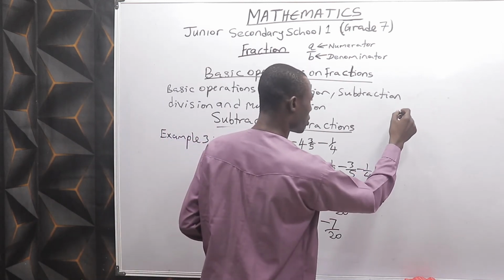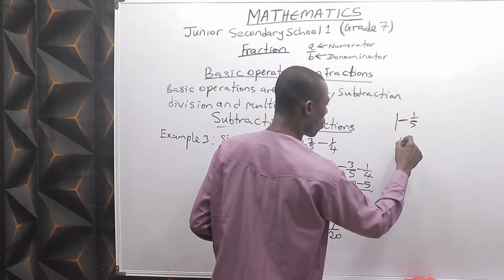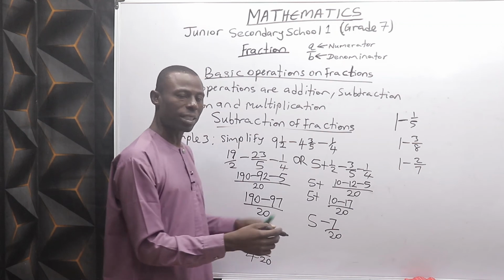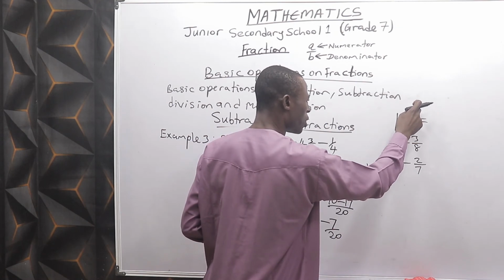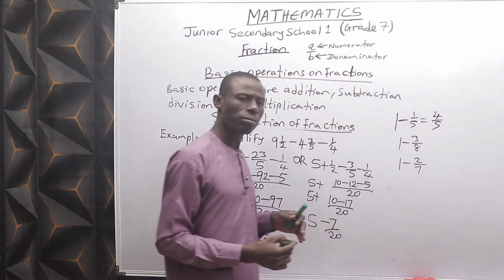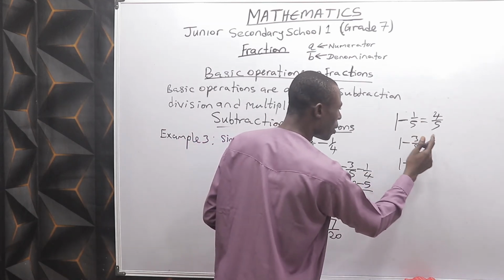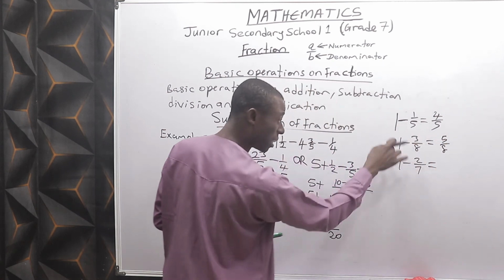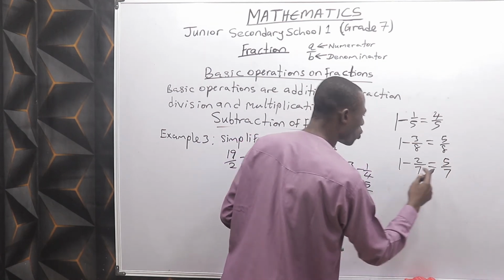Now, I want you to know something. Anytime you are subtracting, take for instance, something like 1 minus 1 over 5, 1 minus 3 over 8, 1 minus 2 over 7, anytime you are subtracting something like this from 1, just take it as removing this 1 from 5. You have 4 left. So your answer will be 4 over 5. Do you understand? Also here, since you are subtracting it from 1, this will be subtracting 3 from 8. That is 5 over 8. That will be your answer for this. Also here, subtract 2 from 7. That is 5. 5 over 7 will be the result here.